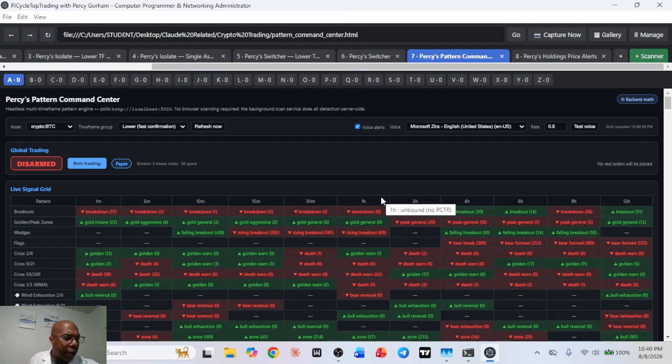Okay, let's see if the background is still cooking. Ergo, death cross exhaustion reversal, 2 and 6, on 4 hour. Background still talking to me. A whole lot is coming up. Whole lot of rankings going on.